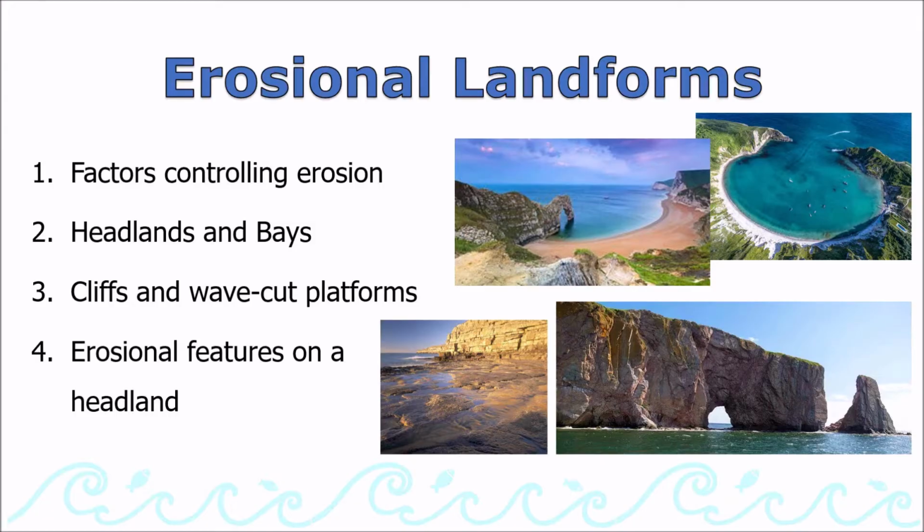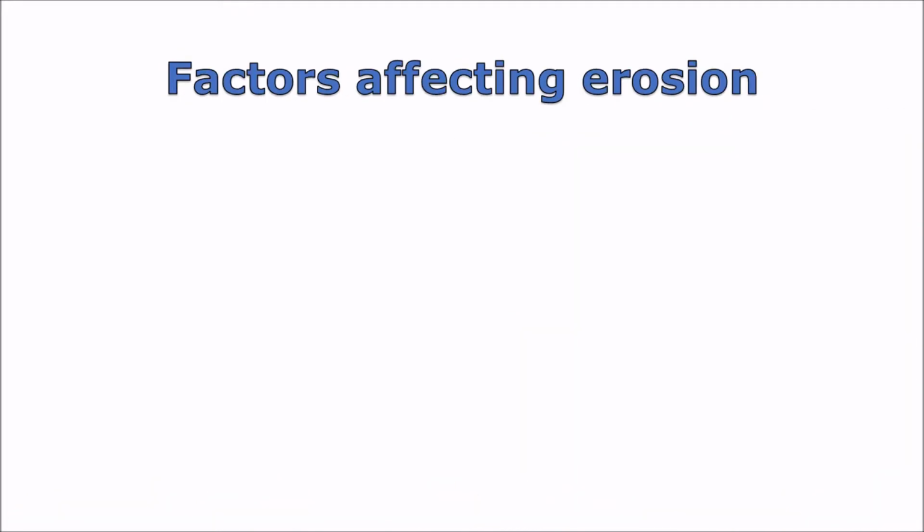We're going to be examining then the main landforms created by erosion, which include things like headlands and bays, cliffs and wave-cut platforms, and also then the erosional features that we find on a headland, things like caves, arches, stacks and stumps.